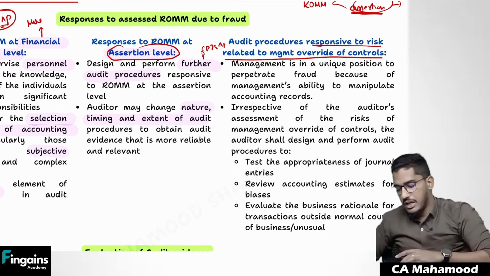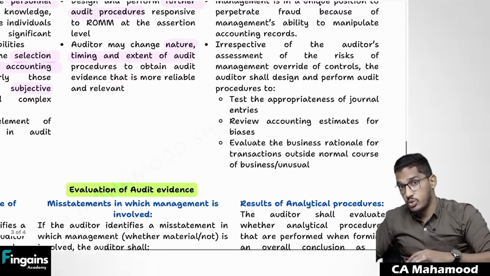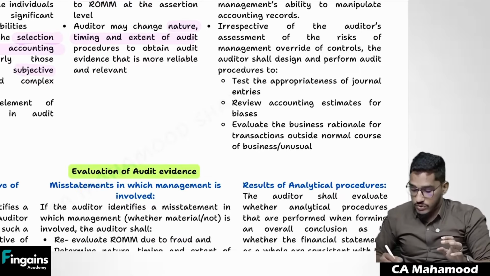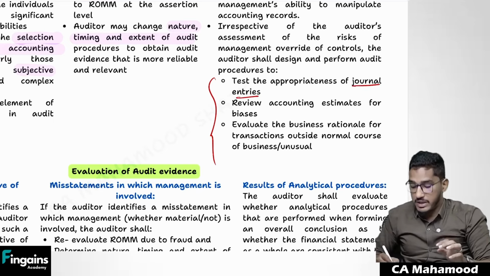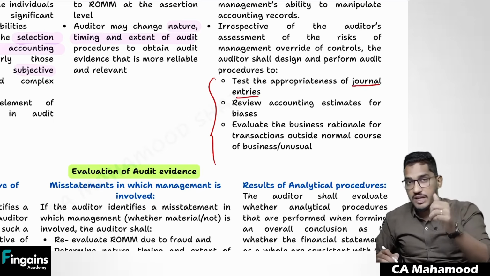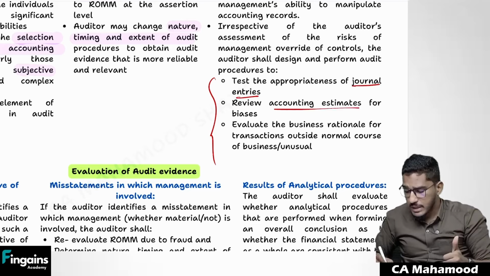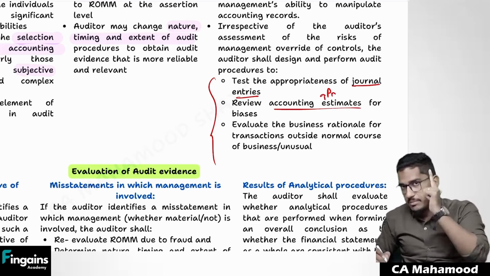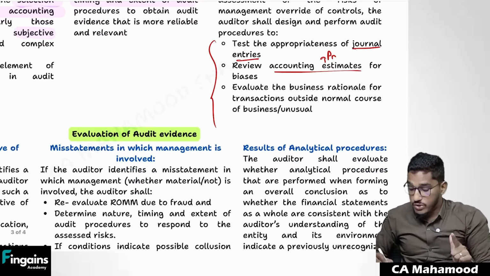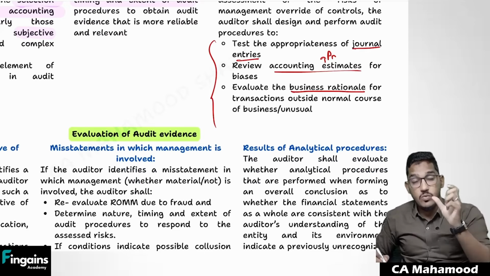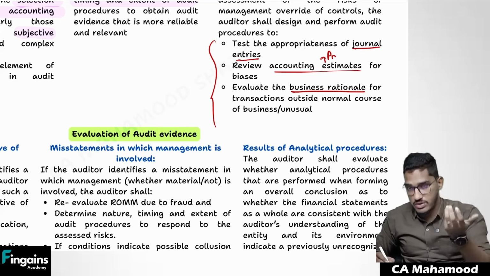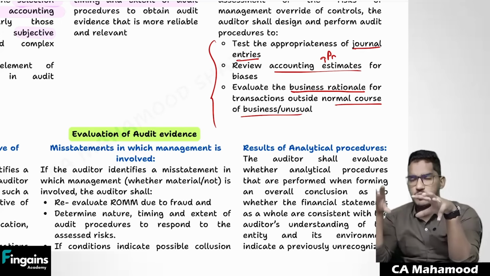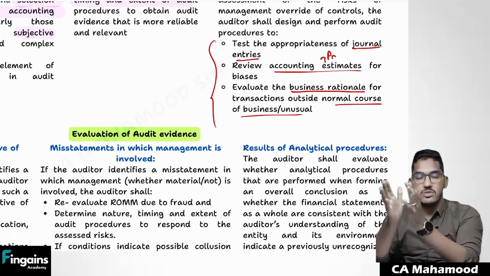So particularly with regard to this area, you need to perform some procedures to make sure whether management has overridden any controls or not. So how can you do that? You can do that by testing the appropriateness of journal entries. You have to spend some amount of time analyzing journal entries. Particularly, accounting estimates you have to verify, like provisions and depreciation. These areas you compulsorily have to verify, and you should understand what is the business rationale, what is the logic for undertaking transactions which are outside the normal course of business. If you find any unusual transactions, you should find out what is the business logic for that.